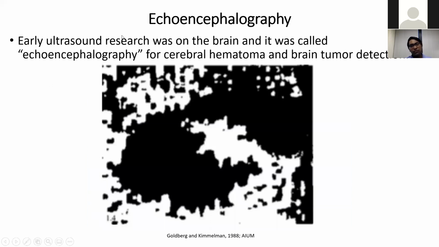So here is some of the early ultrasound research that was done on the brain. Here's an echoencephalography image, created around the 1950s, and you can barely visualize anything. So things have changed a lot since those times, and now you can see very nice ultrasound-based images from inside the body.